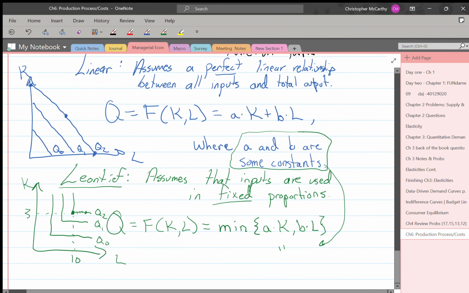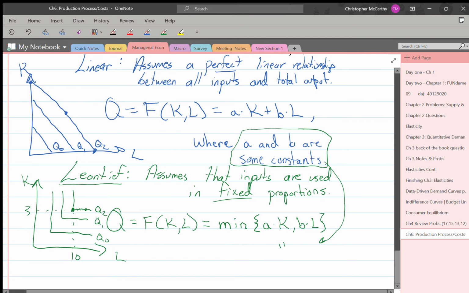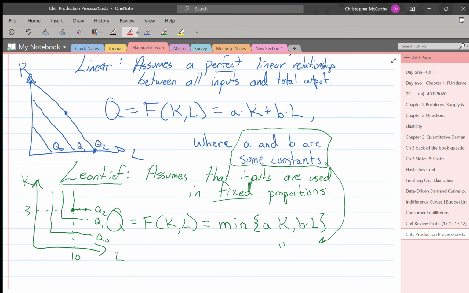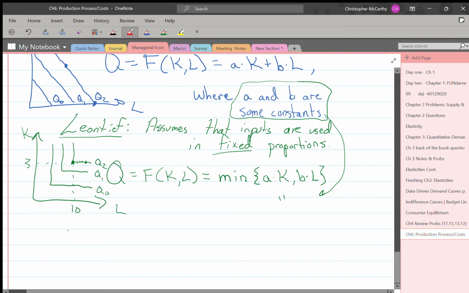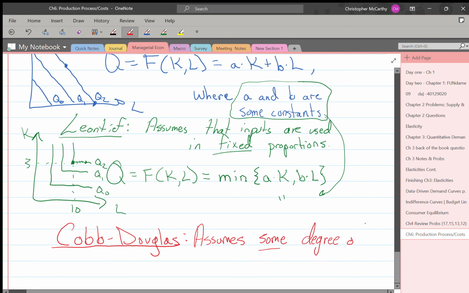In reality, it's something in between these extremes, and that something in between is not just named for one person, it's named for two people. This is called the Cobb-Douglas production function, because they both came up with it together. And this assumes some degree of substitutability among inputs.